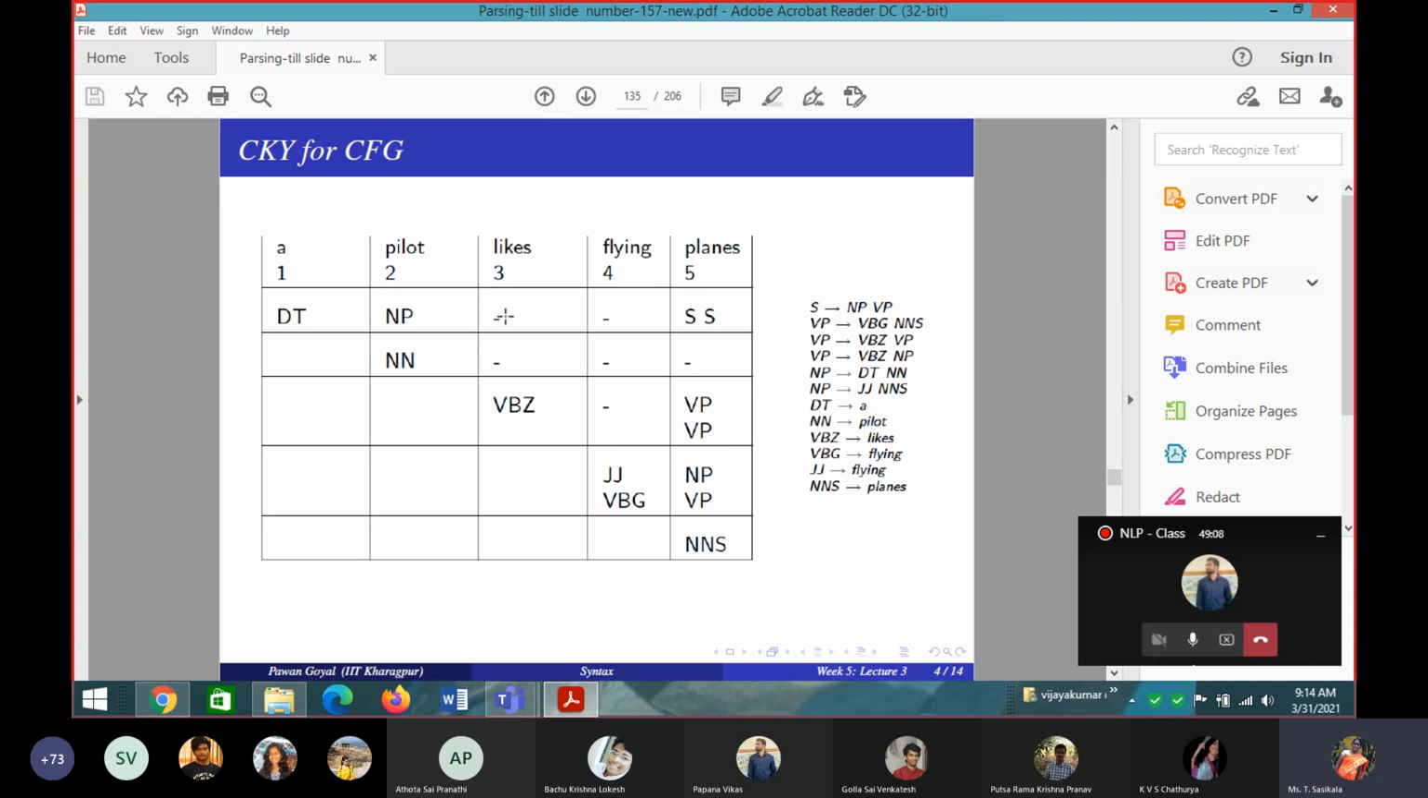For this, what is the first possibility? Can anyone tell me? NP followed by... here I have two things, here also two things. So how do I have to consider?